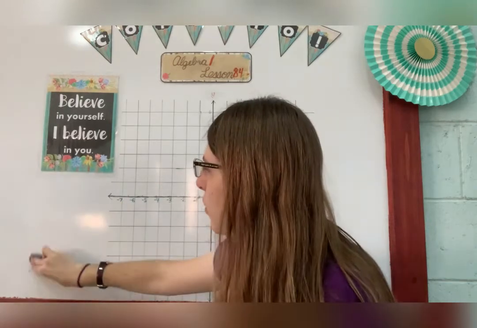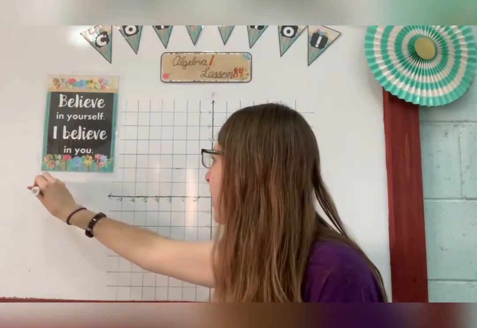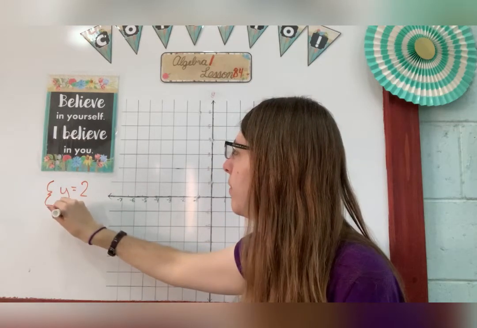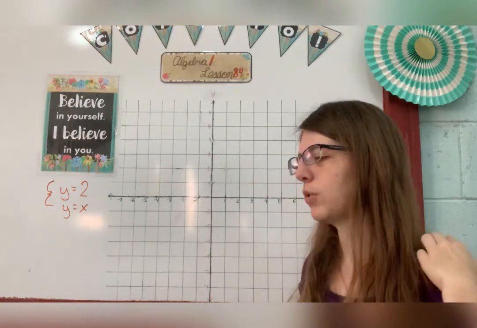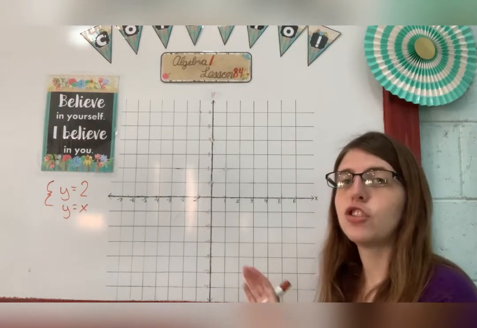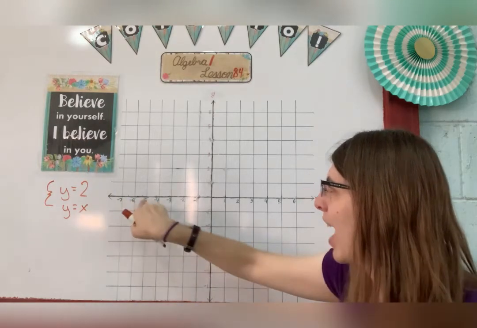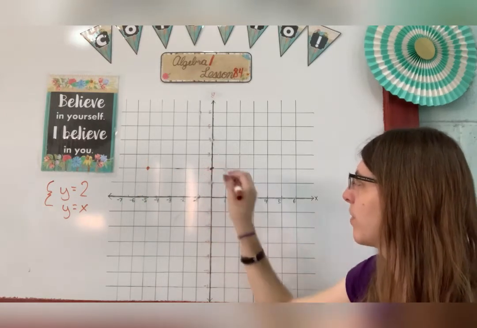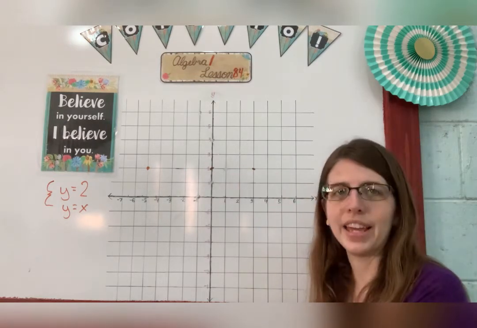So my next equation, according to my book, would be y equals 2 and y equals x. All right, well, the very first one, I don't even have to do anything for this one. Y equals 2. So that means no matter what my x value is, y is going to be 2. If x is negative 5, y is going to be 2. If x is 0, y is 2. If x is 3, y is 2. No matter what, y is 2.